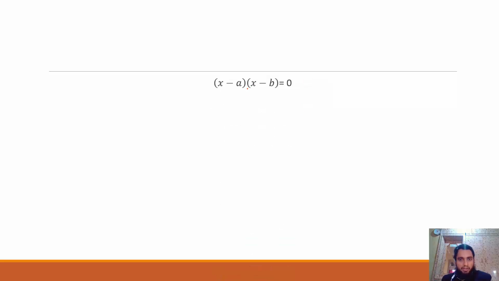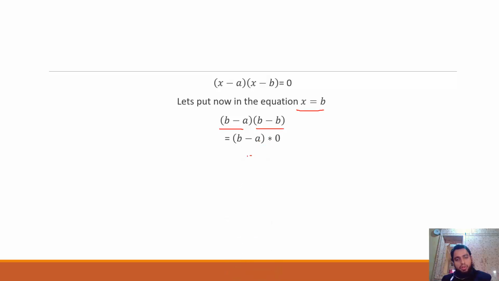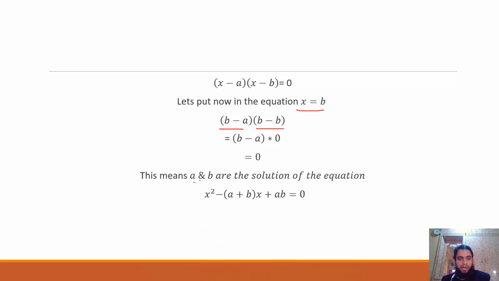Similarly, (x minus a) into (x minus b) is equal to 0. This is a quadratic equation. Let's put x is equal to b this time. When we put x is equal to b, we have (b minus a) into (b minus b), so (b minus a) into 0 is equal to 0. So that means a and b are the solutions of the equation.